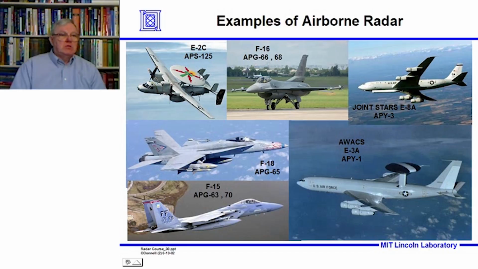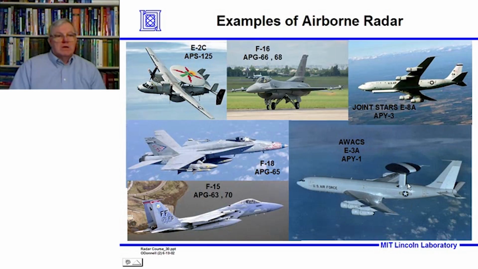Here is the E2C, which is an aircraft which has a radar in this radome. The APS 125 is the radar in this radome of this aircraft, and the function here is, these aircraft are based on aircraft carriers, and they fly above aircraft carriers to see aircraft or any objects that might be coming out and threatening the fleet.